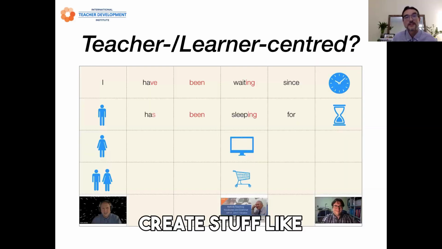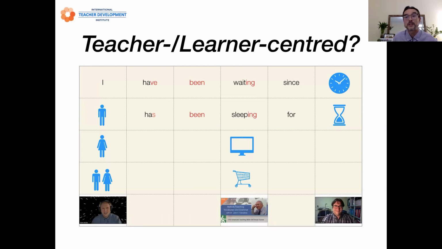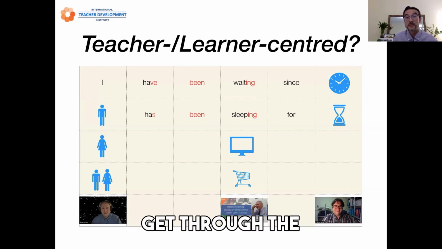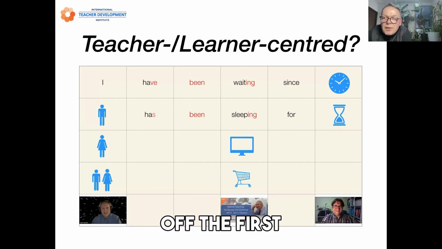Often when I create stuff like this for my own students, I'm actually going to probably leave 2 blank ones, because I will have students who get through the first 4 very quickly, and they will finish first. So it gives them something to do whilst maybe the others are still finishing off the first ones.